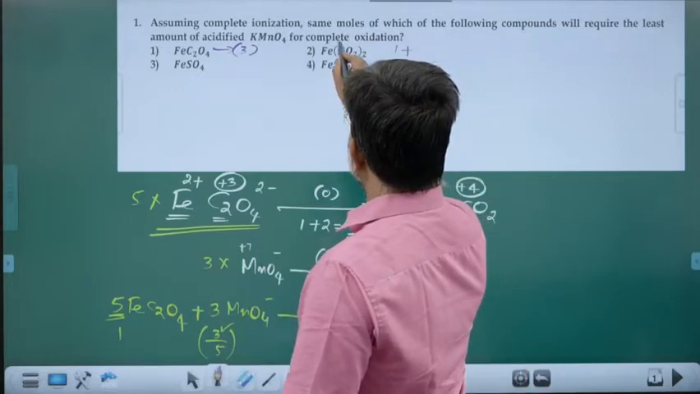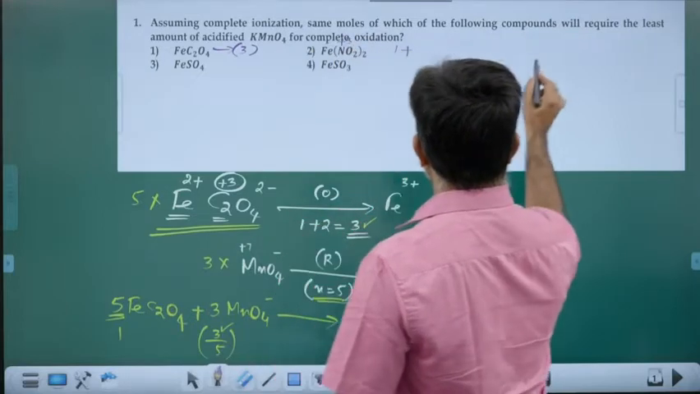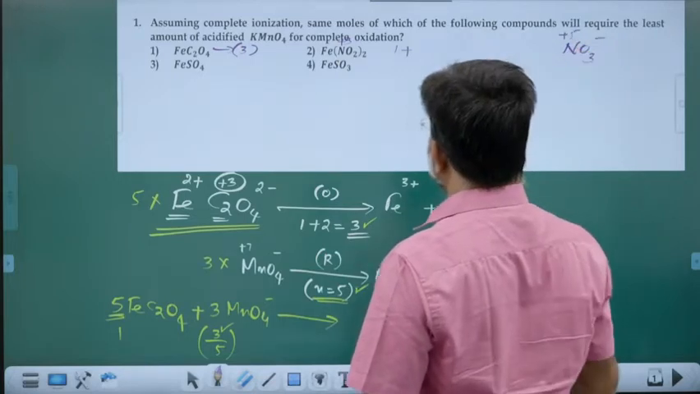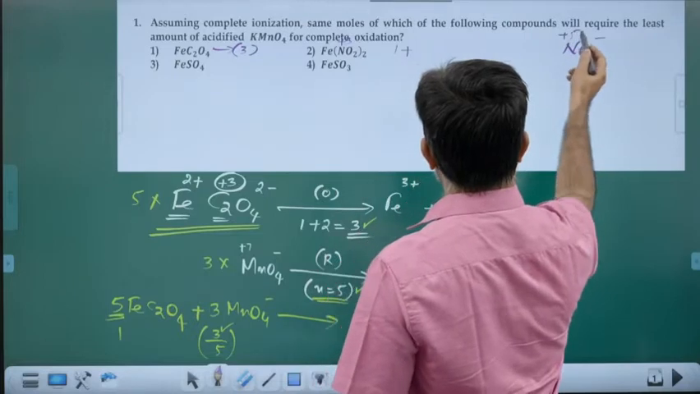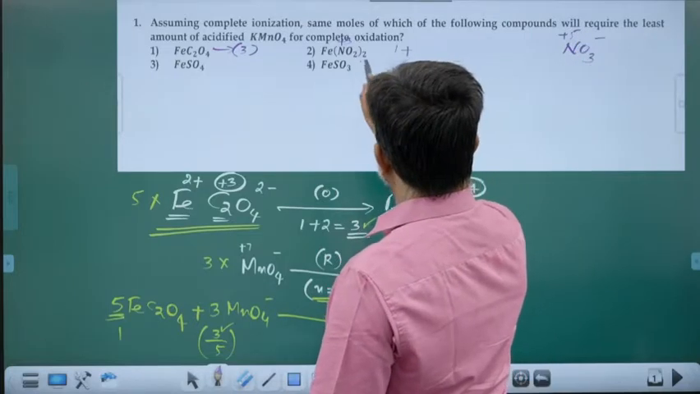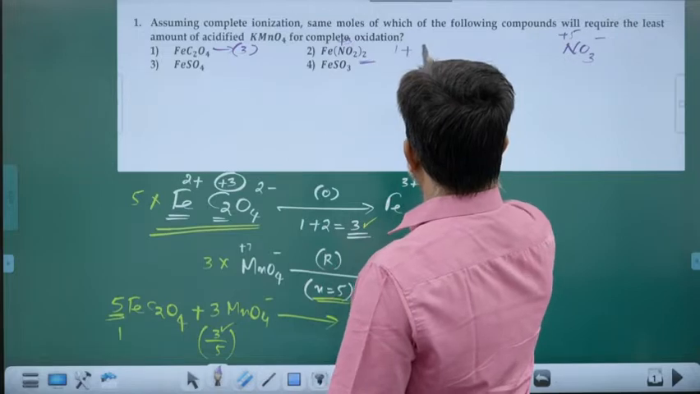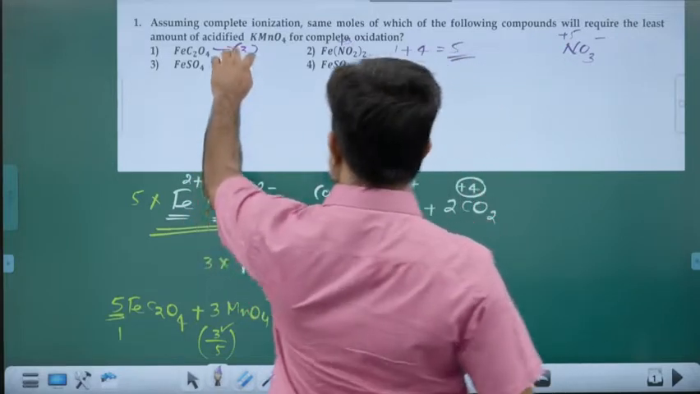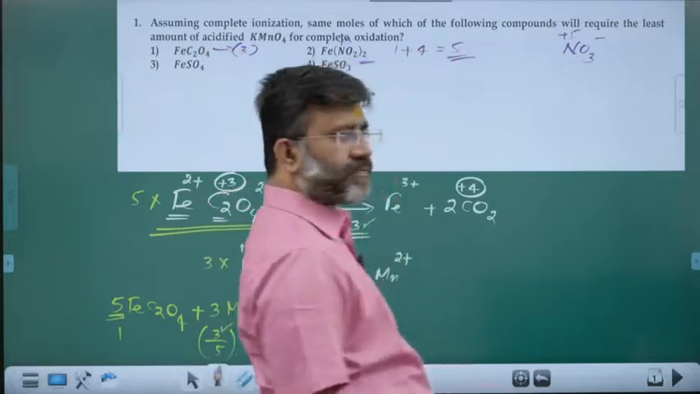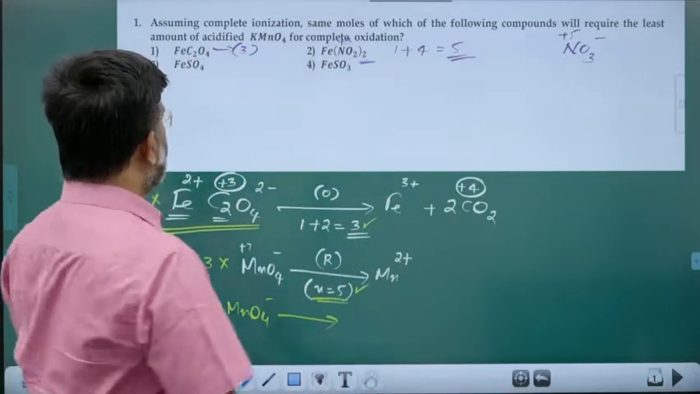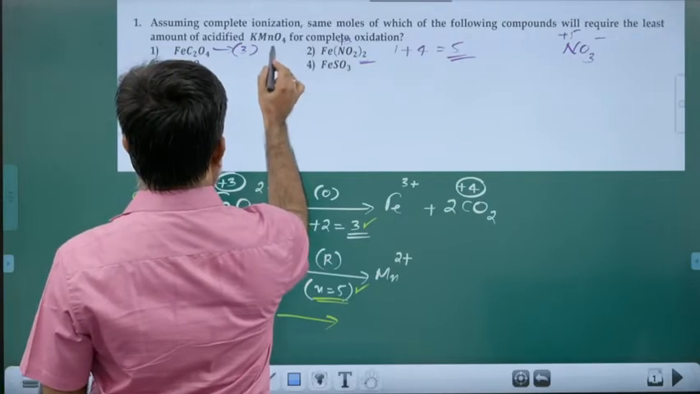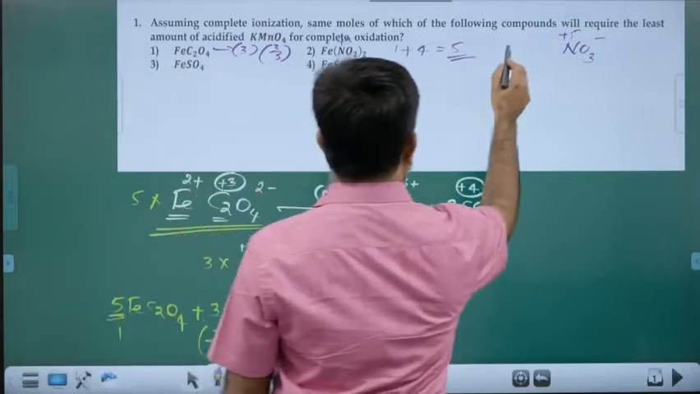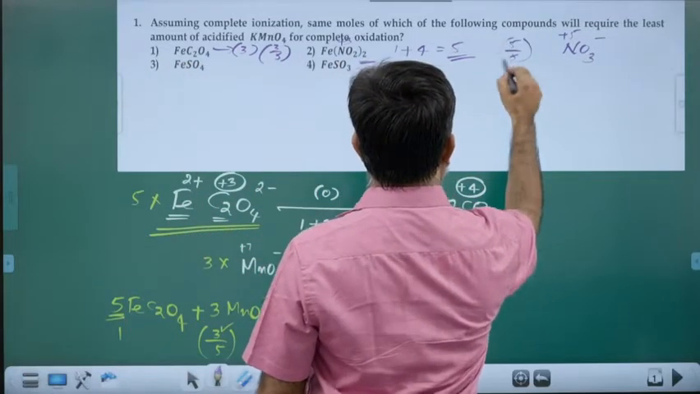Nitrogen here is in the +3 state, and that will be converted to nitrate, NO3-, +5 state. So +3 becoming +5, 2 is the N factor, and there are 2 nitrite. Therefore 2 into 2, 4, a total of 5. So N factor here is 3, here it is 5. So the number of moles of KMnO4 per mole of oxalate is 3 by 5, and here you will get 5 by 5, that is 1.